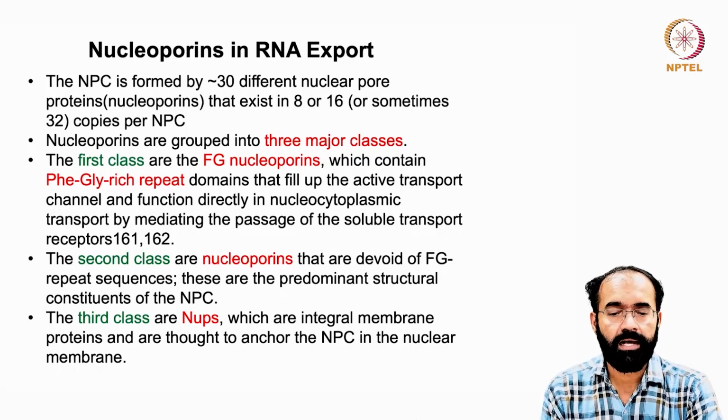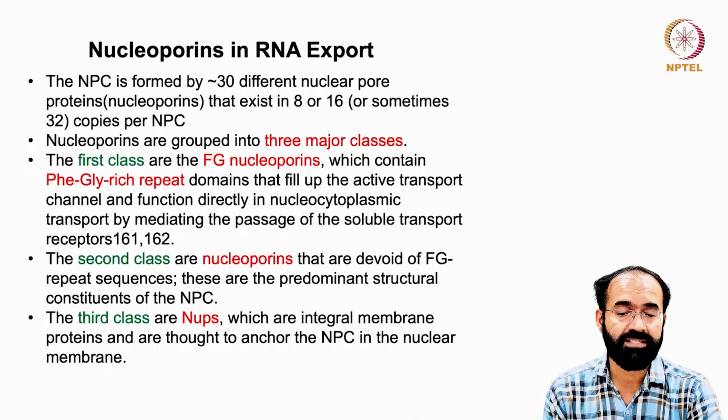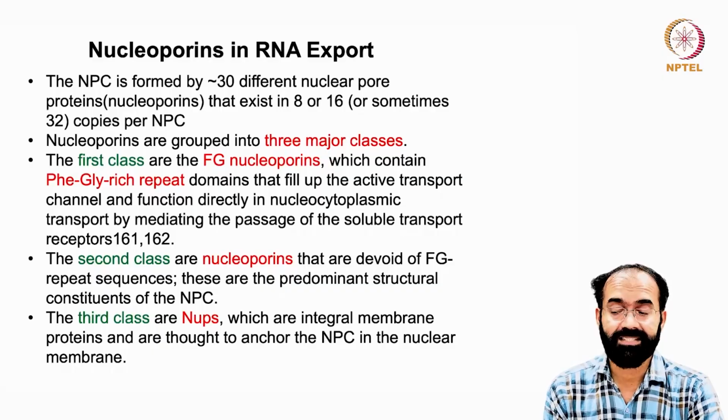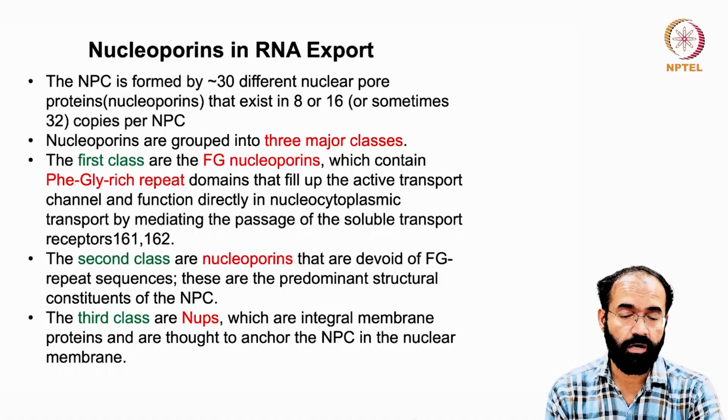Nucleoporins are grouped into three major classes. The first class are the FG nucleoporins, those that contain the FG repeat, phenylalanine glycine repeat domains, which fill up the active transport channel and function directly in nucleocytoplasmic transport by mediating the passage of the soluble transport receptors. So these are the FG nucleoporins.